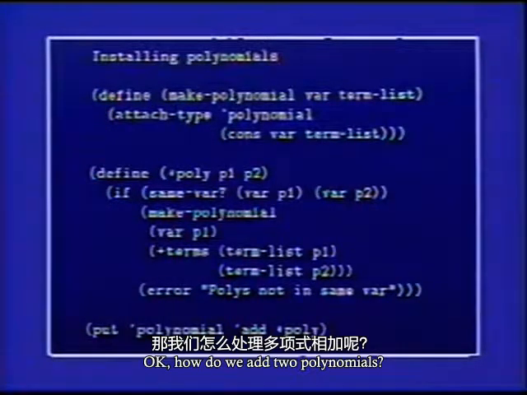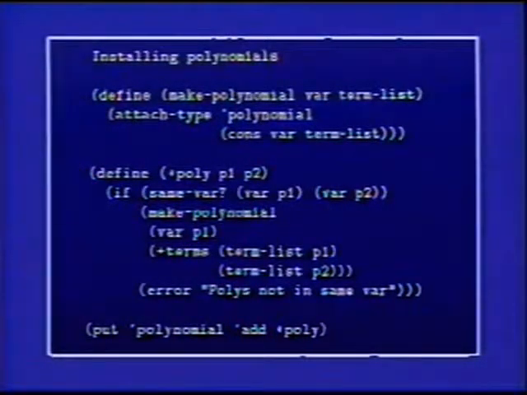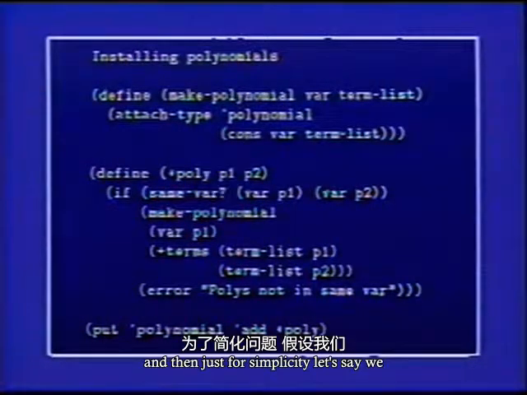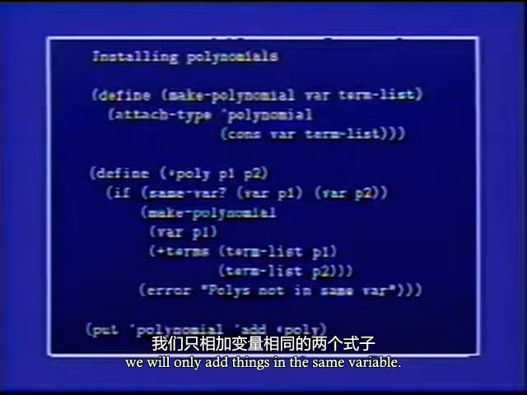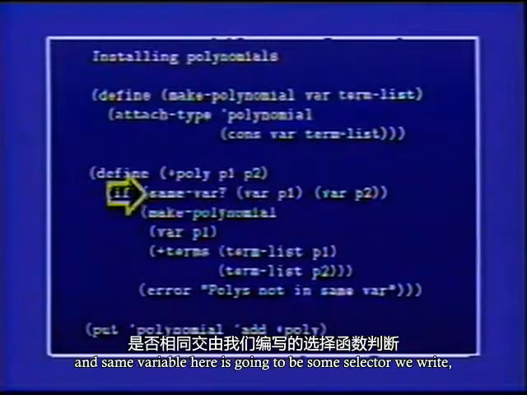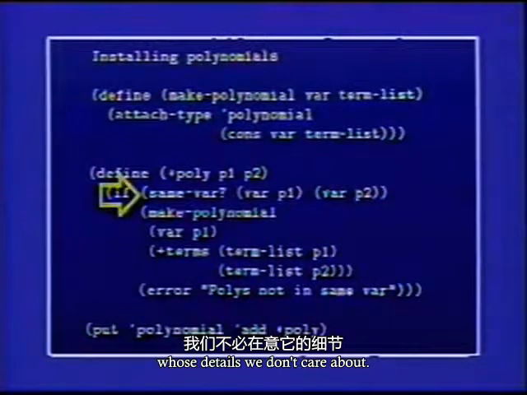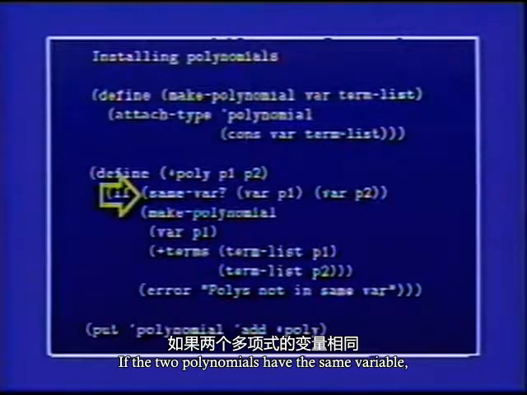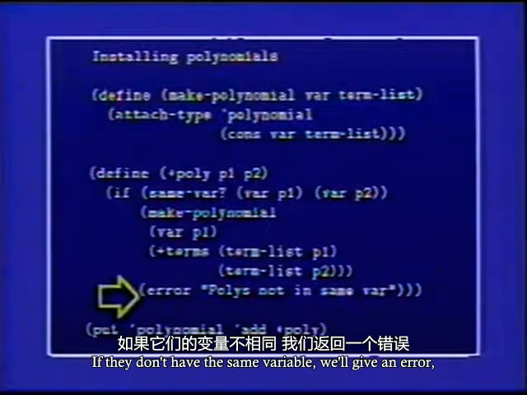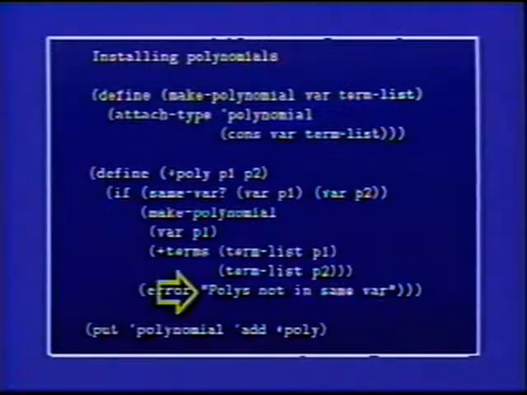Okay, how do we add two polynomials? To add a polynomial P1 and P2, and then just for simplicity, let's say we will only add things in the same variable. So if they have the same variable, and same variable here is going to be some selector we write, whose details we don't care about. If the two polynomials have the same variable, then we'll do something. If they don't have the same variable, we'll give an error. Polynomial's not in the same variable.